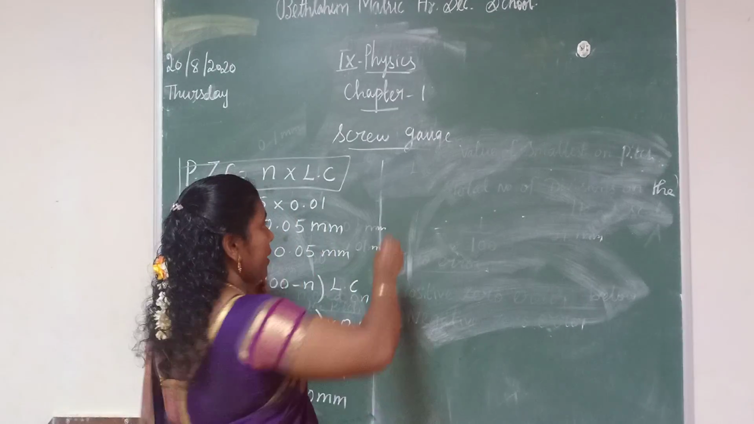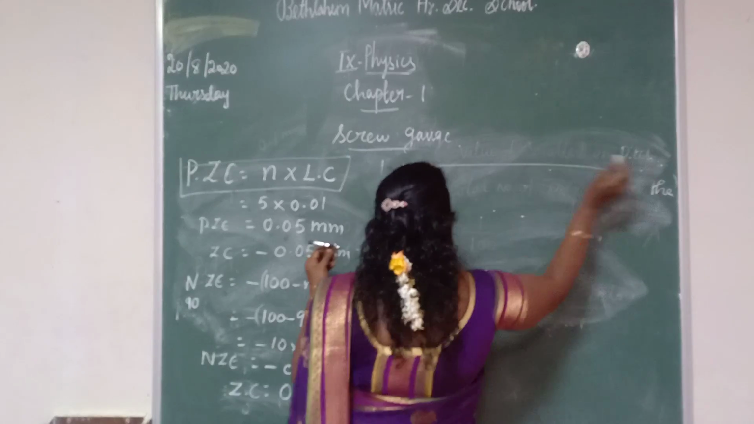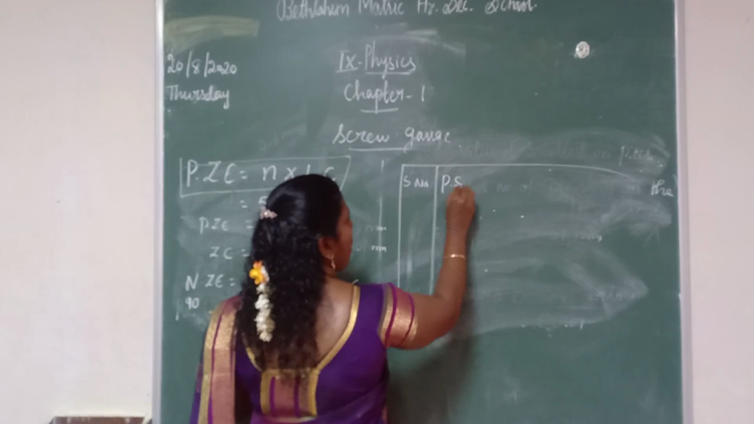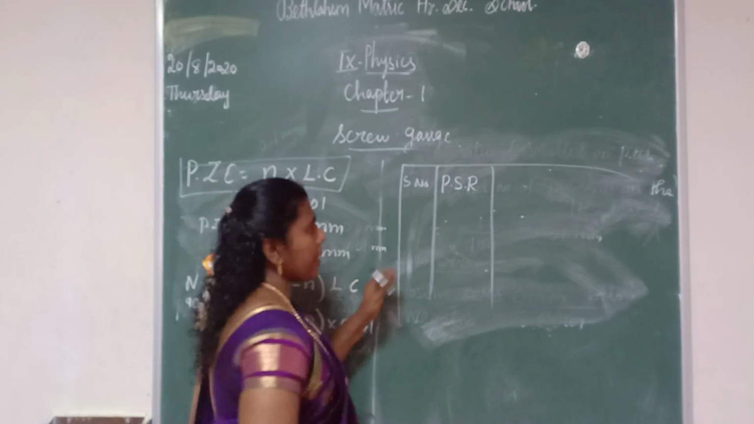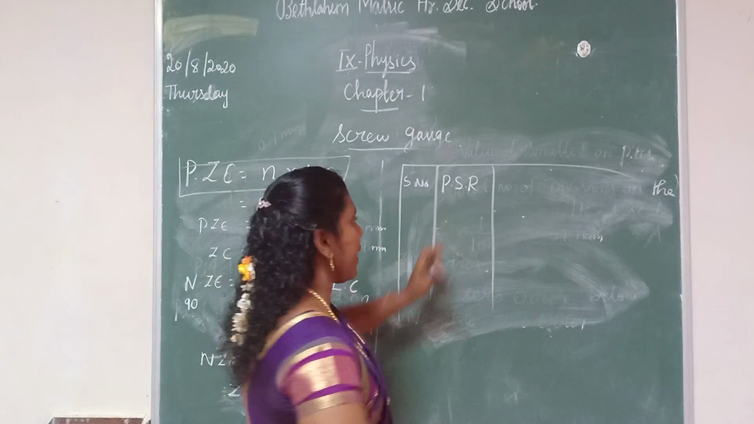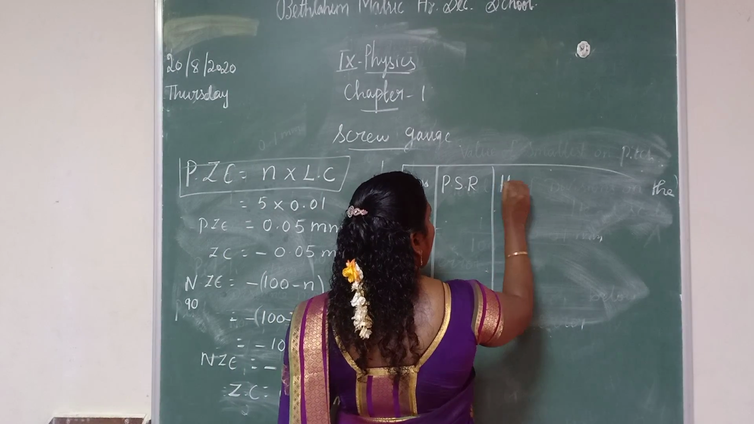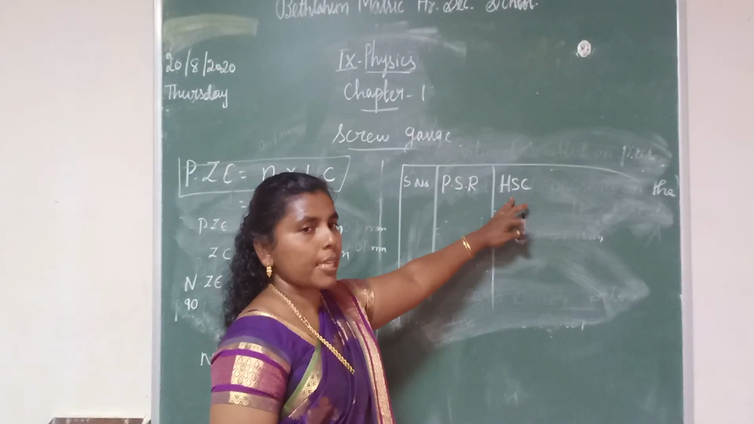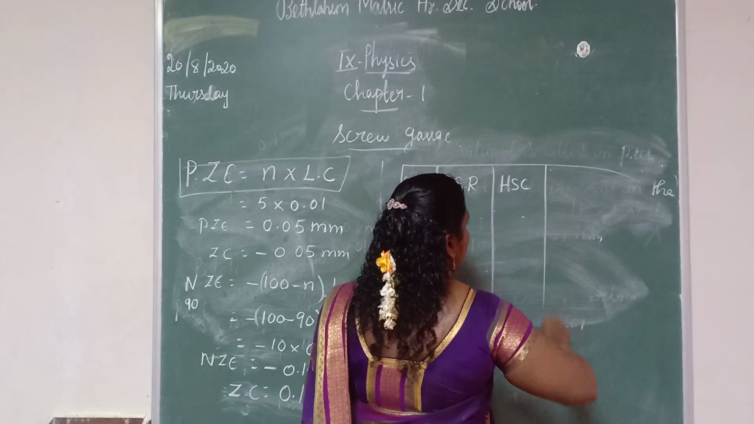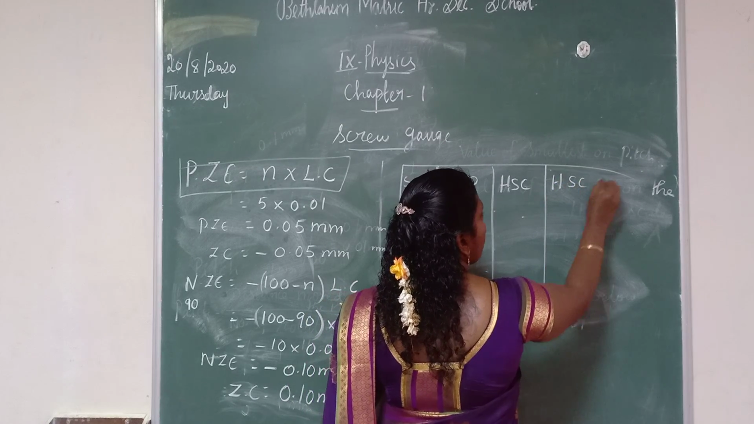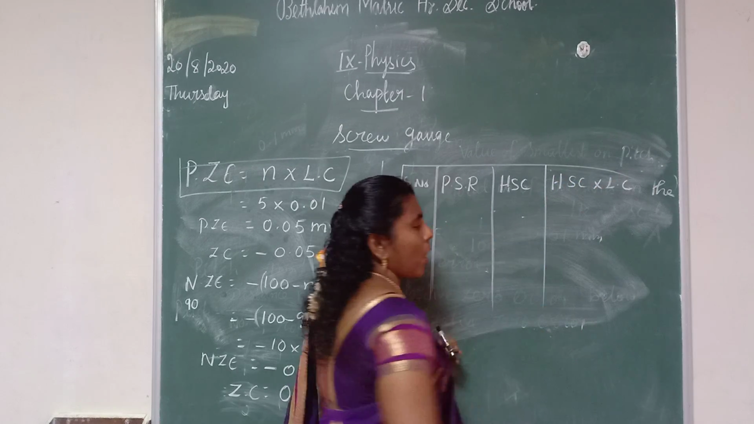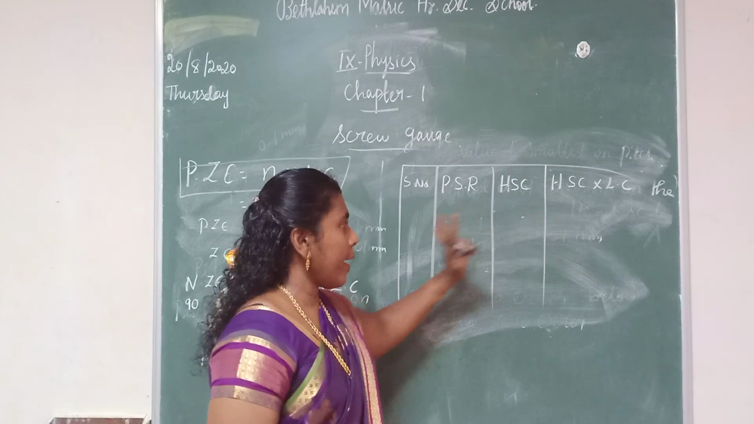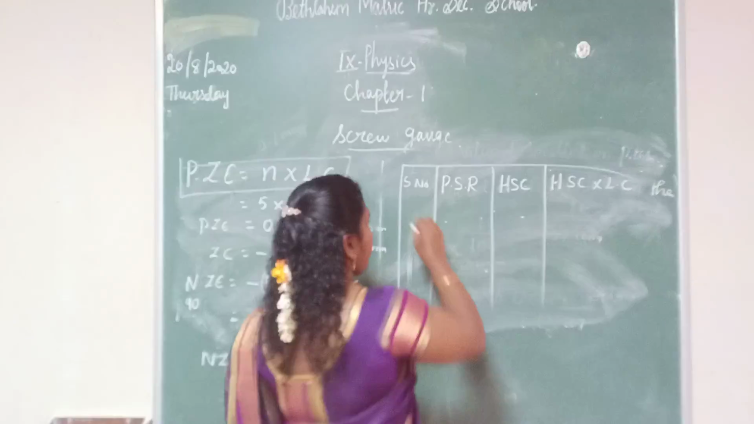You have to draw a tabular column. First, serial number. Next, PSR. PSR means pitch scale reading. And HC, head scale coincides. Next line, HC into LC. So you just have to multiply by the least count, 0.01.